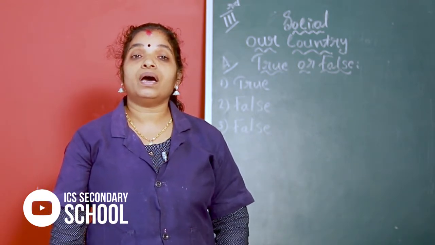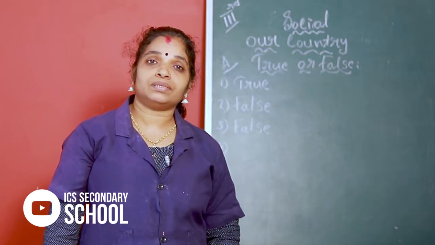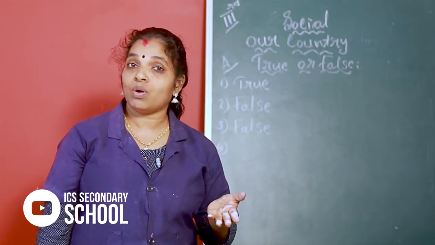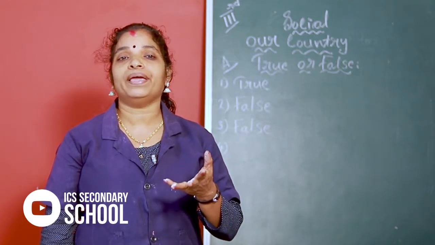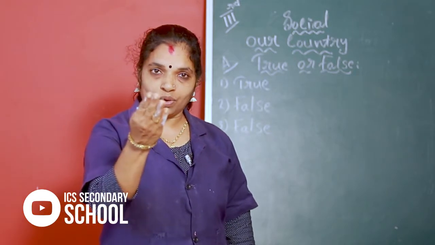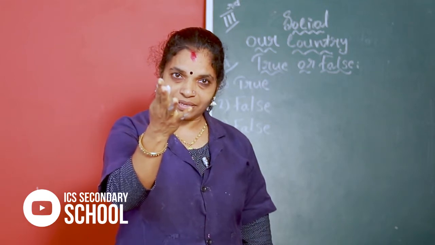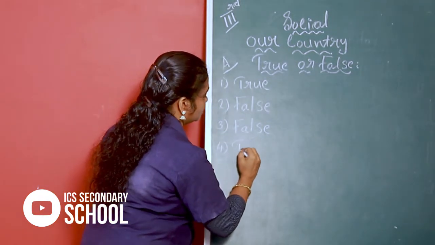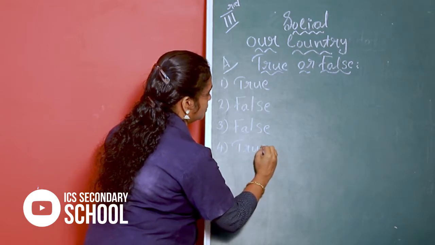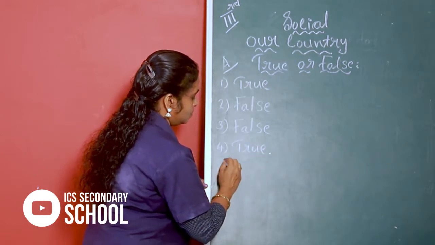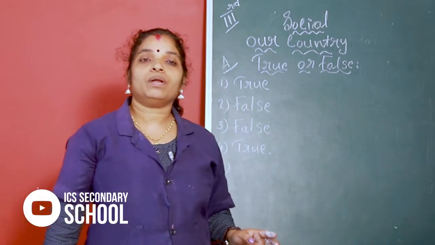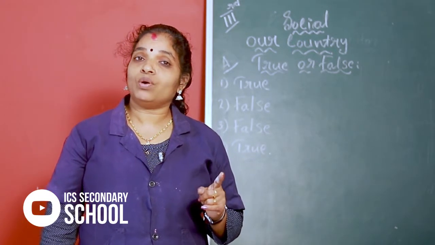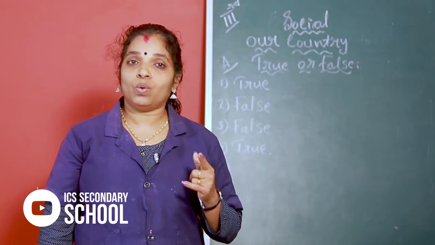Fourth, the Andaman and Nicobar Islands are in the Bay of Bengal. Is it true or false? Yes, say aloud. True. Once more, the Andaman and Nicobar Islands are in the Bay of Bengal.